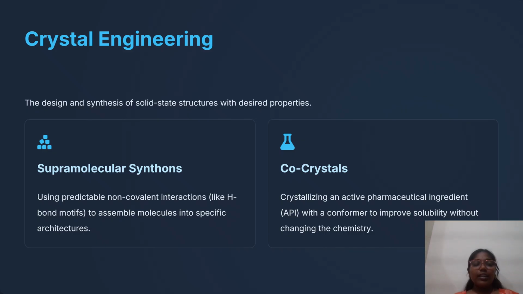Crystal engineering: the design and synthesis of solid state structures with desired properties. Supramolecular synthons. Using predictable non-covalent interactions like H-bond motifs to assemble molecules into specific architectures. Co-crystals: crystallizing an active pharmaceutical ingredient, API, with a coformer to improve solubility without changing the chemistry.